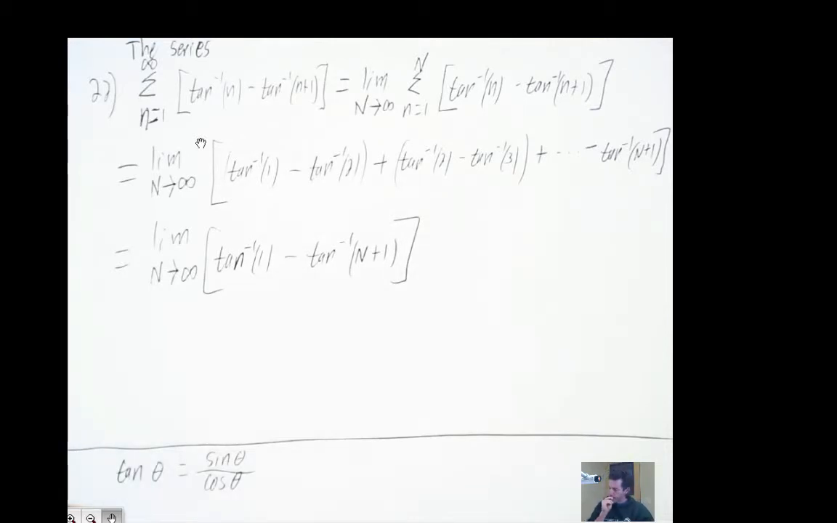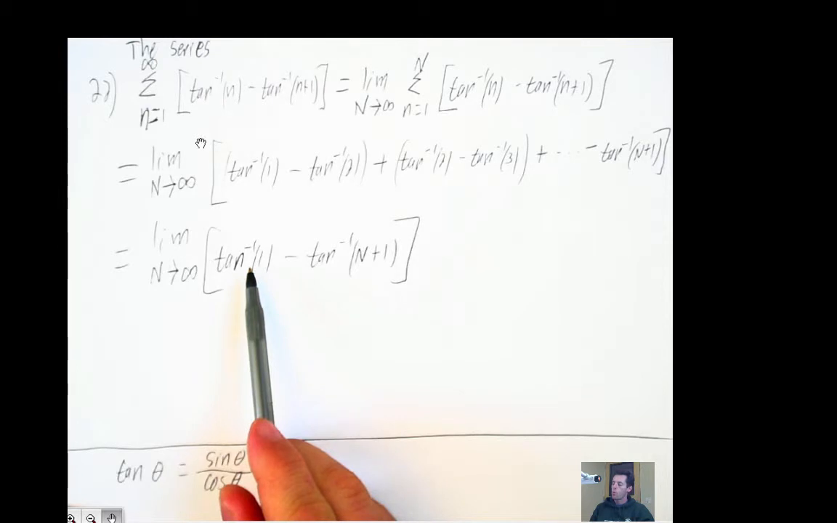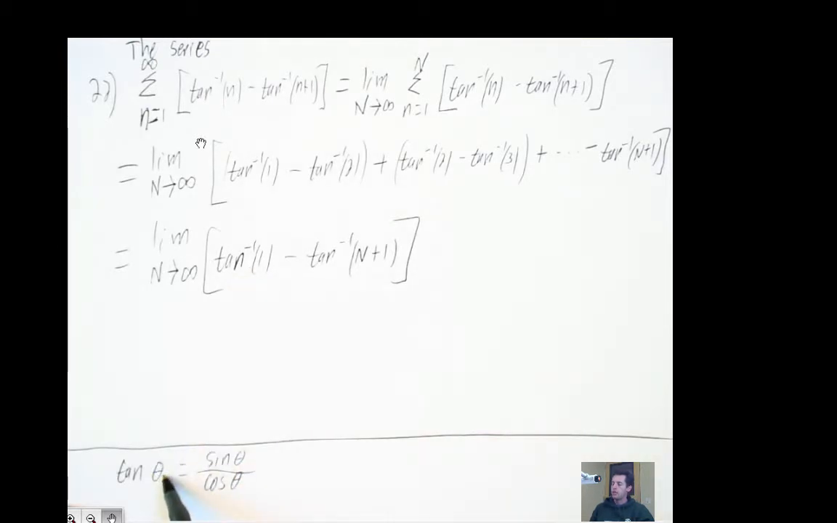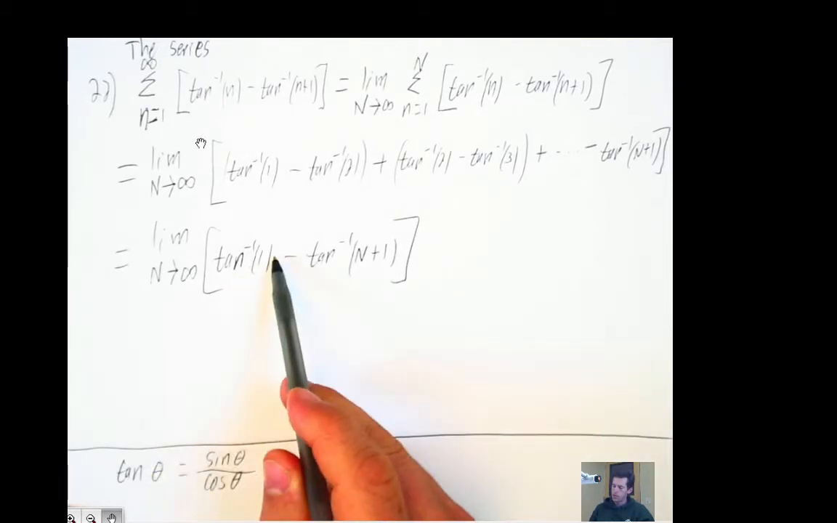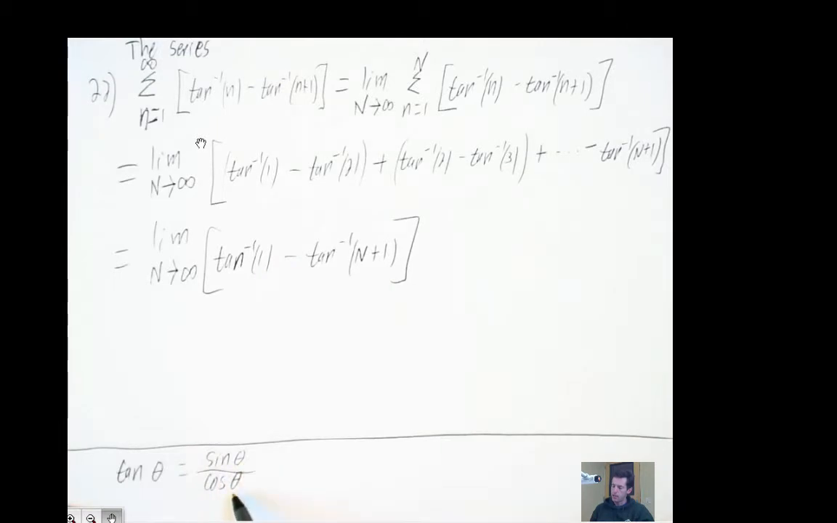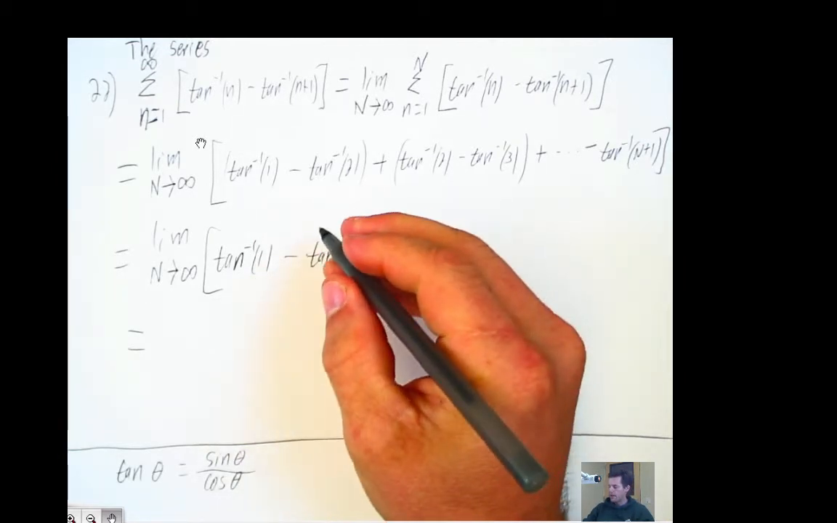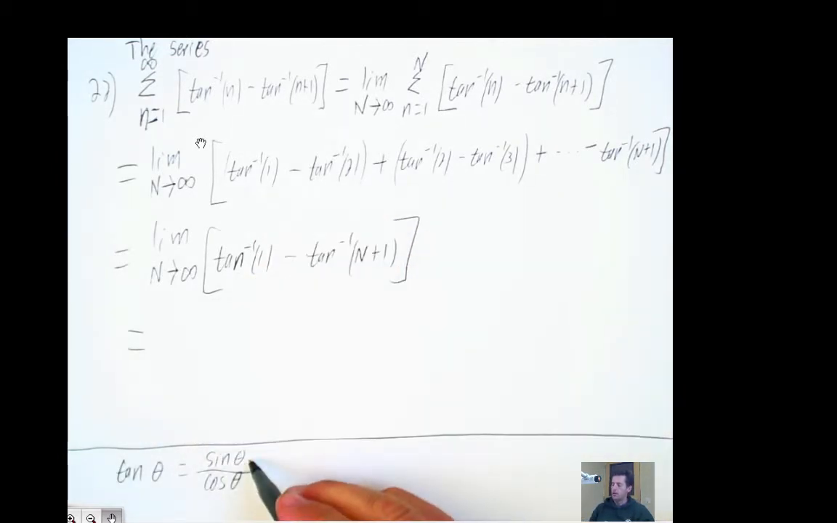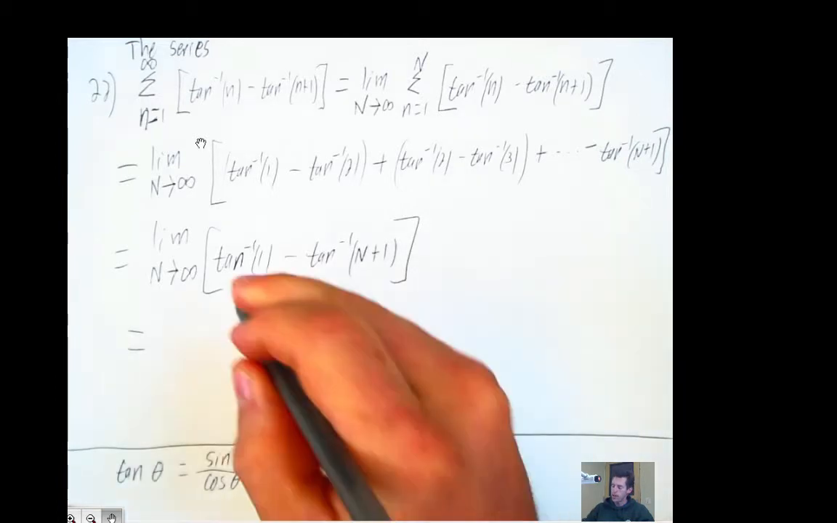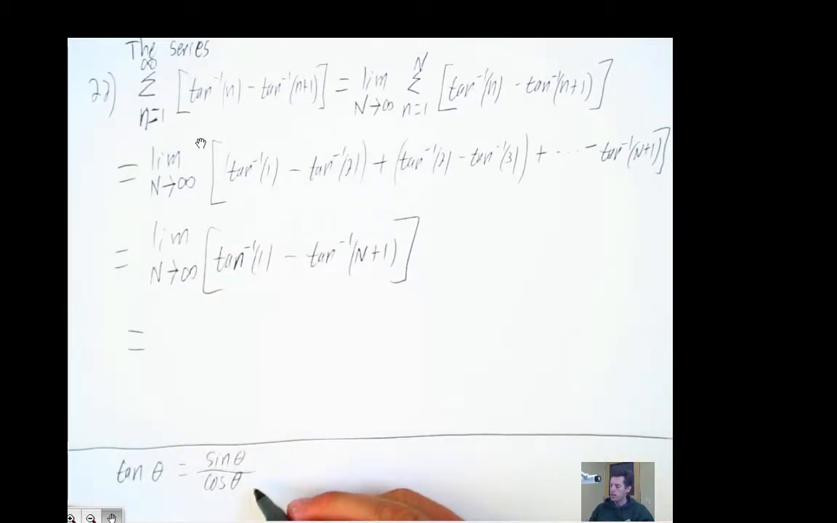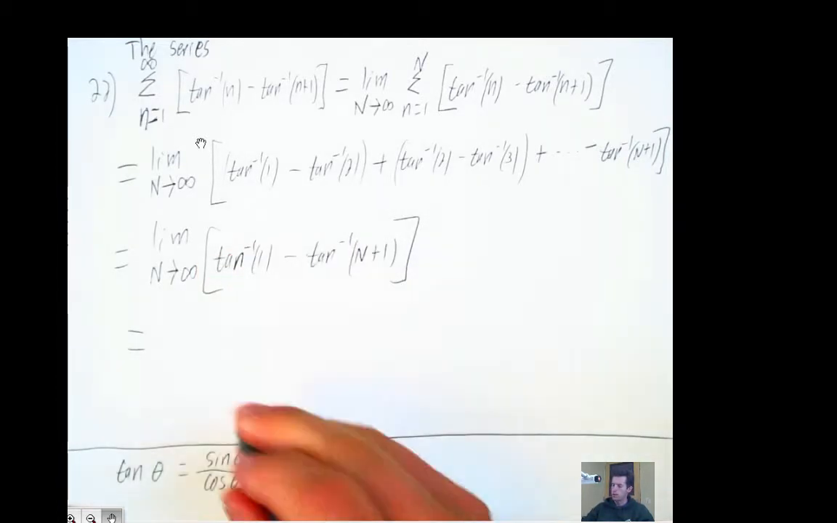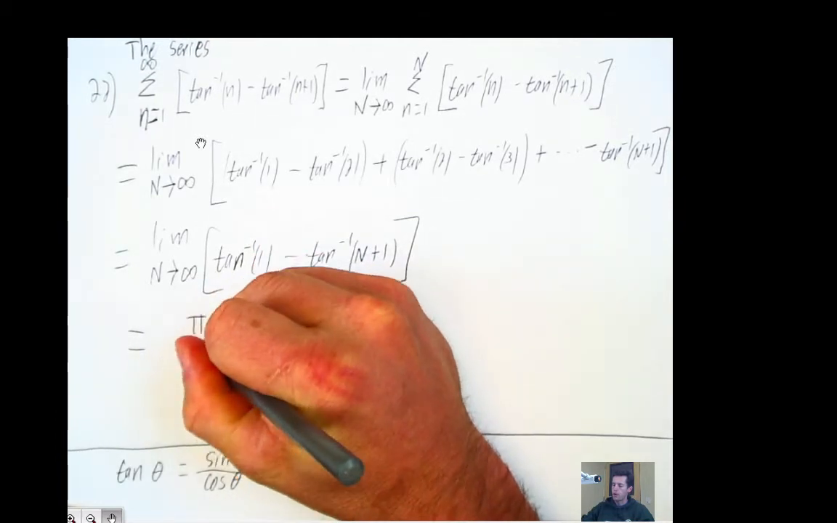So the question of tangent inverse is for what angle theta is tangent equal to 1, and that happens when sine and cosine are the same thing. So tangent inverse of 1 is the angle at which sine and cosine are the same thing. Oh yeah, that square root of 2 over 2 thing at 45 degrees, or pi over 4.